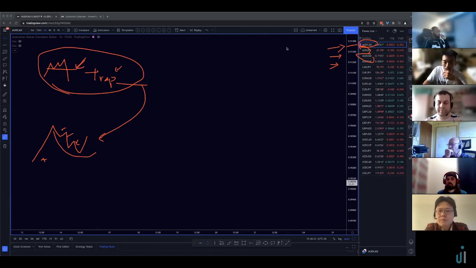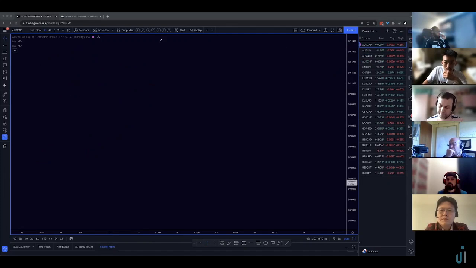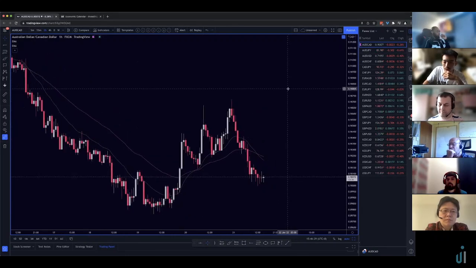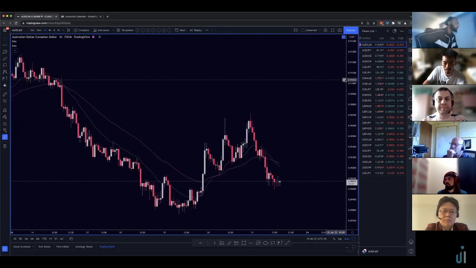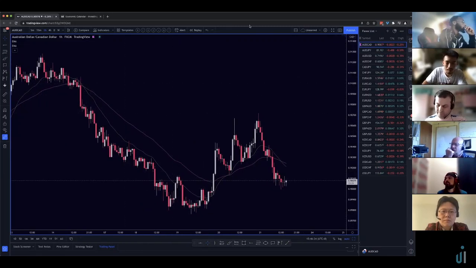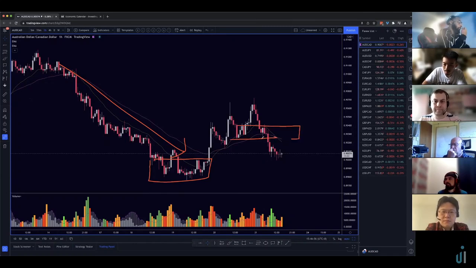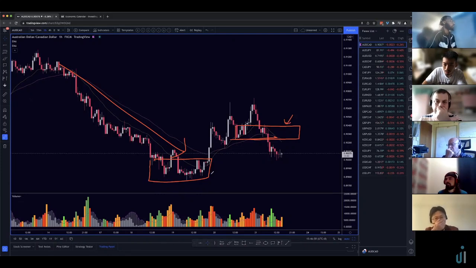All right. Just to do a quick few examples of how I would scan. Let's start from Aussie CAD. Overall, I see this. So it's a downtrend. And then what else do I see? I see this trap. So trap here, trap here.